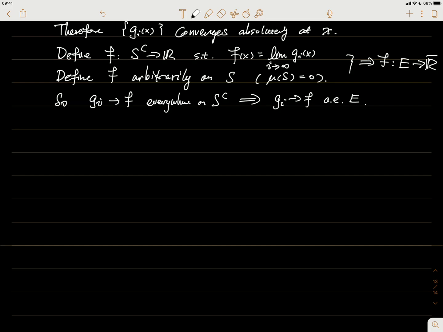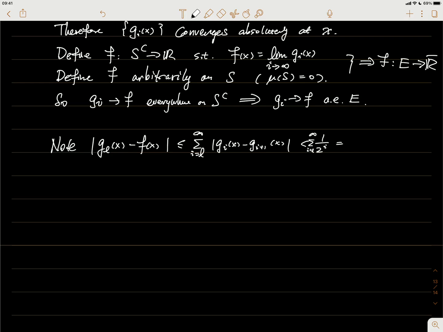Let's look at the difference between my subsequence and this limit function f. Because the g_k converges to f absolutely, right? Absolute convergence, as we showed before. So I know that this is going to be less than or equal to the sum from i equals 1 to infinity of |g_i(x) minus g_{i+1}(x)|. This is by the triangle inequality and the fact that the g converges to f absolutely. And we know this is less than the sum of 1 over 2 to the i, but this is just equal to 1 over 2 to the i minus 1.